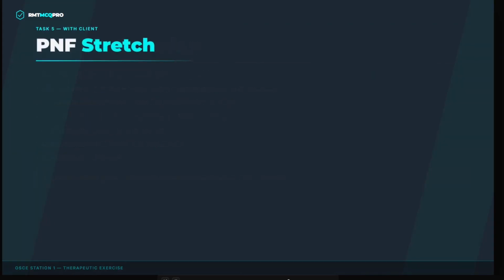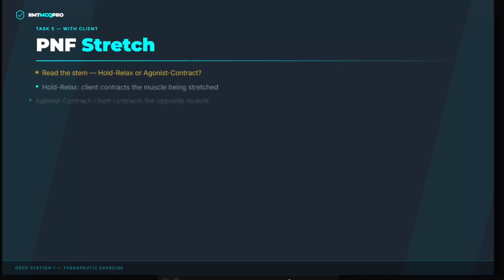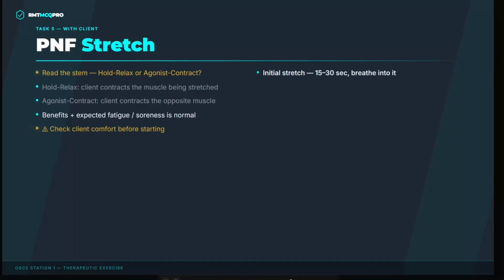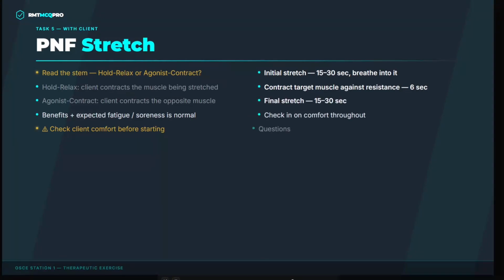Your final task is going to be a PNF stretch. It's most likely going to be a hold relax, but it's possible that the stem may specify agonist contract, so read it carefully. A quick clarification on the difference. Hold relax means the client contracts the muscle being stretched against your resistance, and agonist contract means they contract the opposite muscle instead. It's the same sequence, just different muscles doing the work.